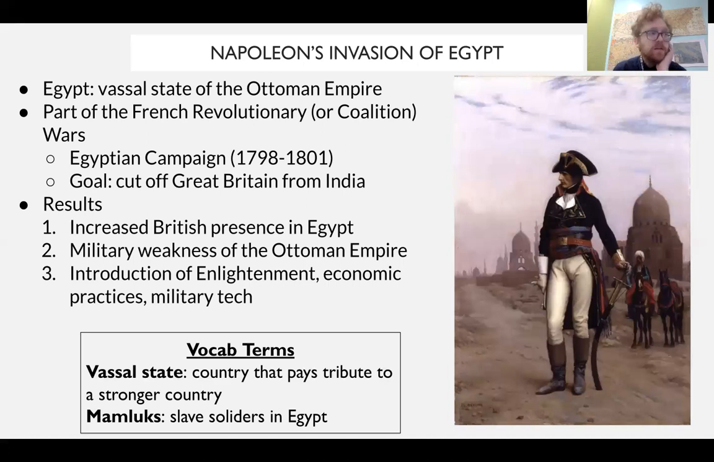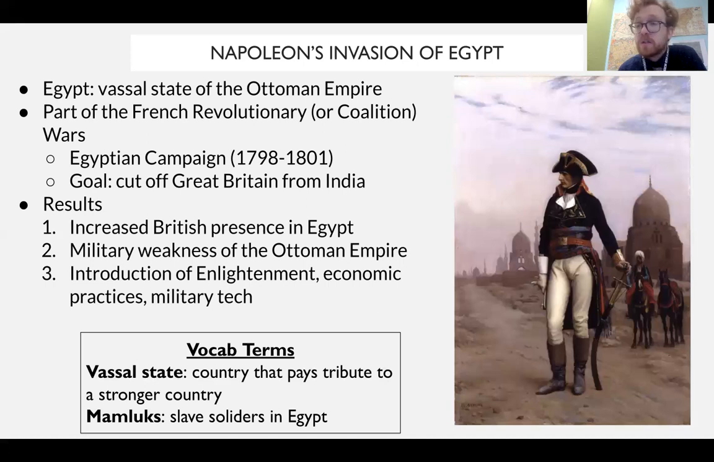But on top of that, Napoleon's invasion is introducing a lot of European ideas. It is introducing the Enlightenment to Egypt. It is introducing a lot of economic practices like industrialization and capitalism. And Napoleon is going to leave behind a few military technologies like the cannon and artillery, and muskets especially. So Napoleon's invasion is a symbol of Ottoman weakness.